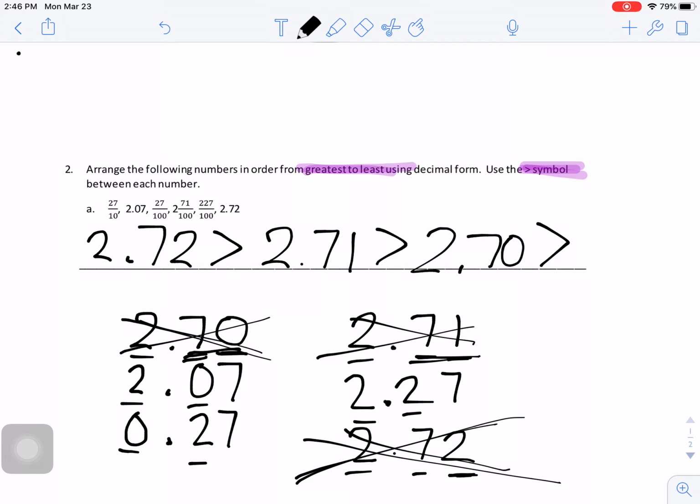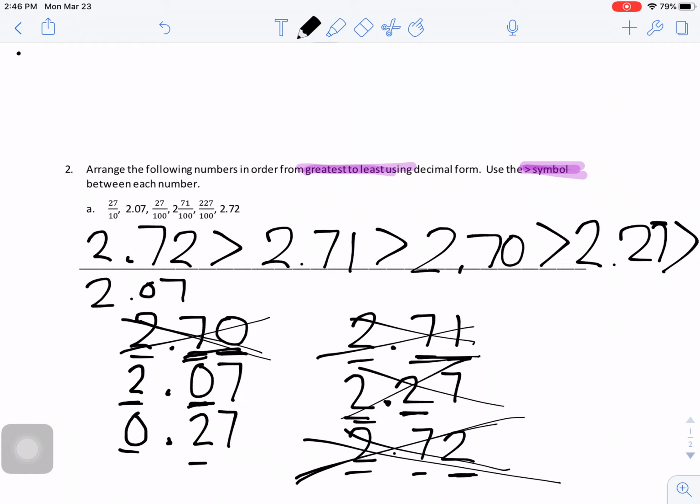Then I have to go to the next place. This has a 2 and this has a 2. The tenths has a 0, the tenths has a 2. That's going to be my next greatest, 2 and 27 hundredths, which is greater than 2 and 7 hundredths because it's the only one with a 2 left in the tenths. And my last number, which has no ones, will be 0 and 27 hundredths.